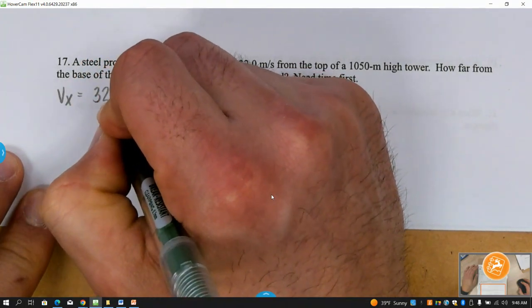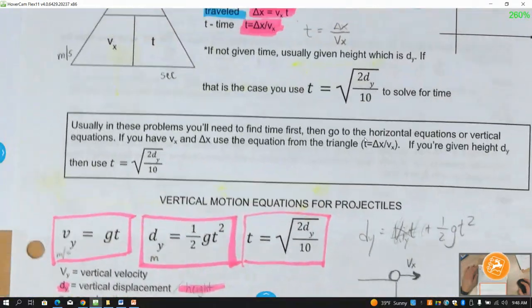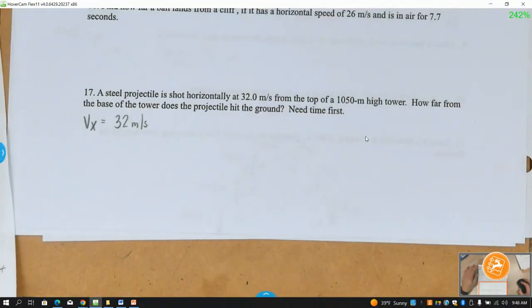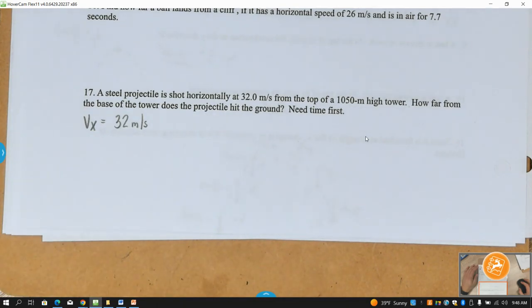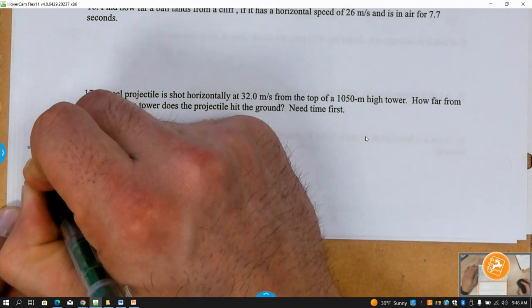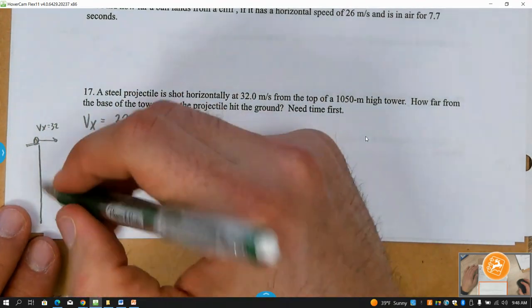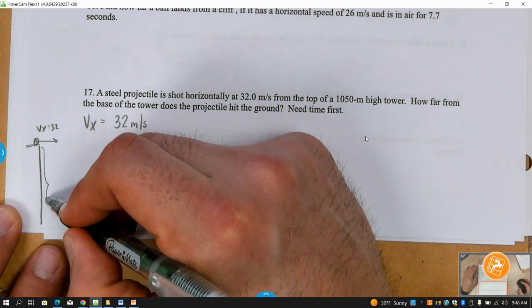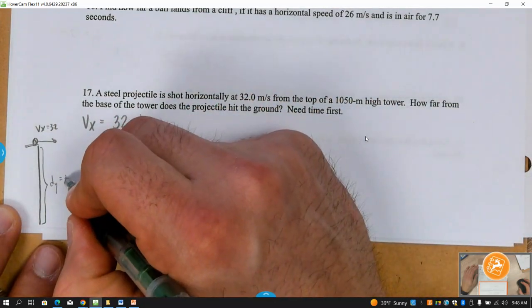So Vx, 32 meters per second. So you guys still want to have your equation sheets out. Okay, what else did they give us? They said, okay, we're launching something horizontally from the top of a tower. So we got Vx is 32, and this thing is how high? 1,050 meters.